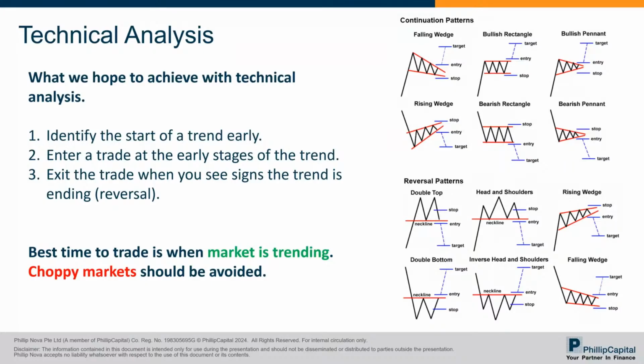So technical analysis, at the end of the day, what we hope to achieve is, like what I'm sharing on the screen right here, to be able to identify the start of a trend early. Secondly, enter a trade at the early stages of a trend. And thirdly, exit the trade when you see signs that the trend is going to end, or rather reverse. So first, look for the trend, identify its start early, and enter at the early stages. Thirdly, exit the trade when you see the trend you were looking for is no longer going to continue.